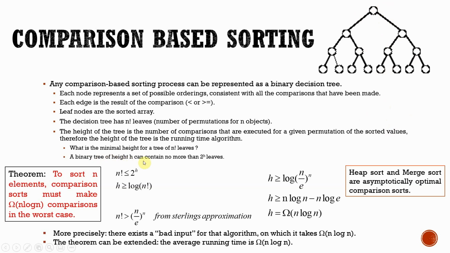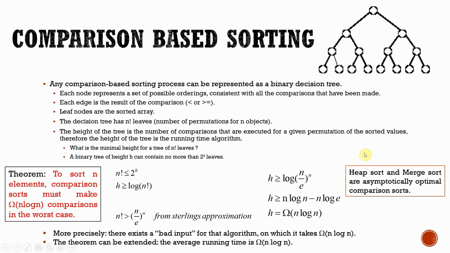A binary tree of height h can contain no more than 2 raised to the power h leaves. We saw that in the previous videos on trees, right? So if we follow these computations, the height of the tree, at minimum, can be log of n in base 2, right?